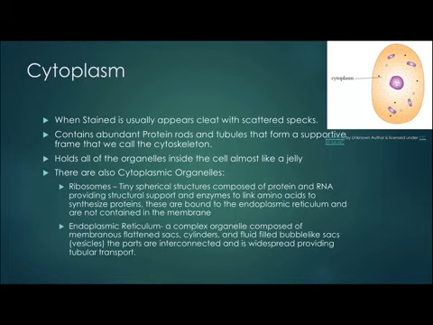There are ribosomes, and those typically are tiny spherical structures composed of protein and RNA, providing the structural support and enzymes to link amino acids and synthesize proteins. They are bound to the endoplasmic reticulum and are not contained in the membrane as a free-floating substance. The endoplasmic reticulum is a complex organelle composed of membranous flattened sacs, cylinders, and fluid-filled bubble-like sacs. The parts are interconnected and widespread, providing tubular support.